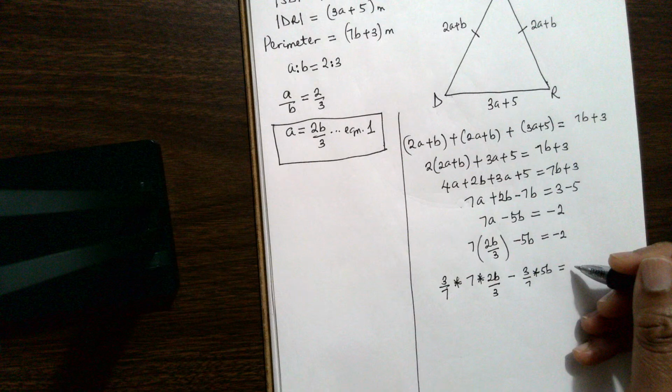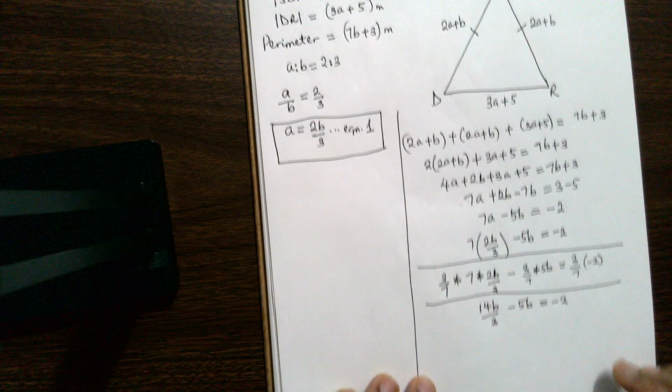14B over 3 minus 5B equal to -2. So let's do it first. And then 14B over 3 minus 5B equal to -2. So now we can multiply both sides by 3. Yeah, that is actually what I wanted to do. So multiply both sides by 3, which means multiply every term by 3. Okay. So this is 3 times 14B over 3 minus 3 times 5B equal to 3 times -2.